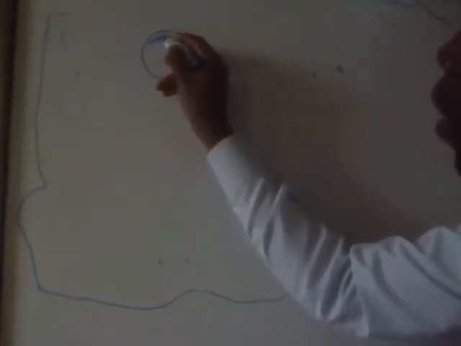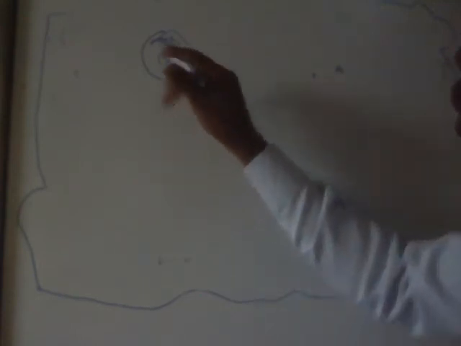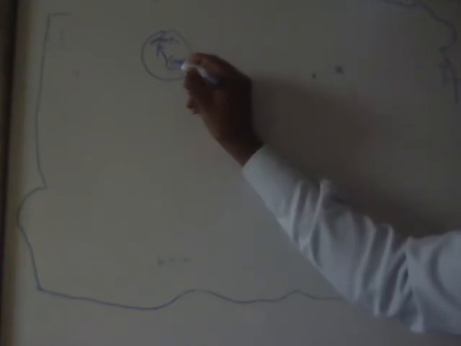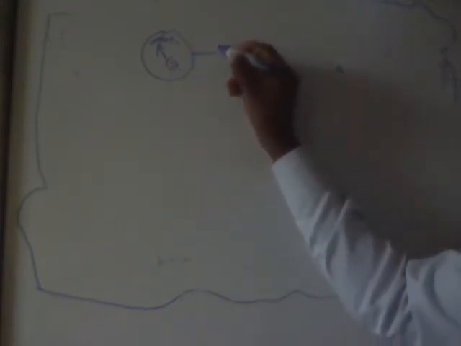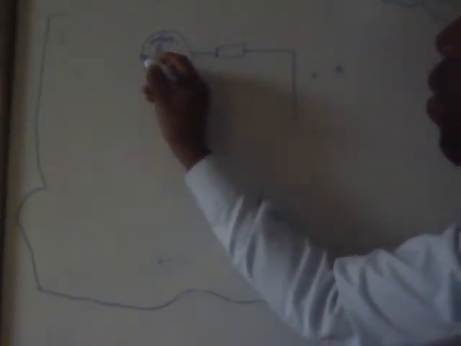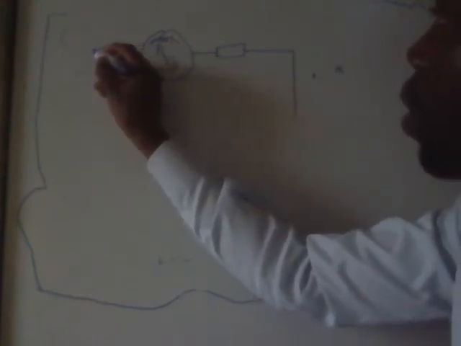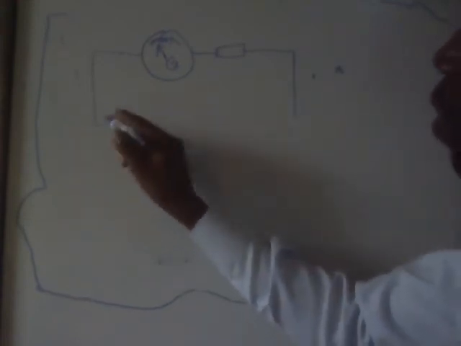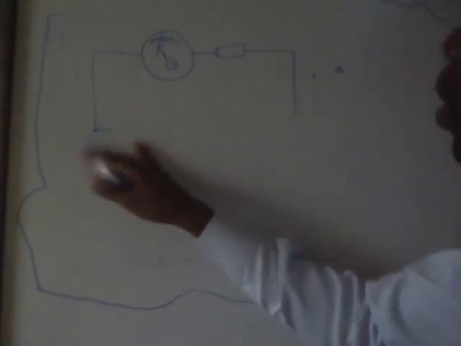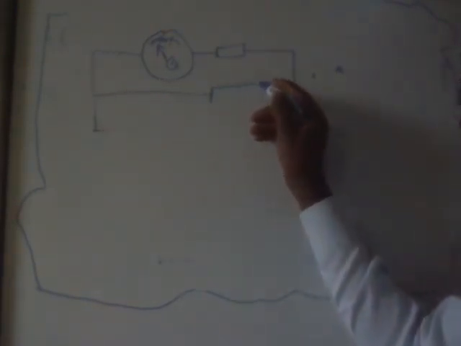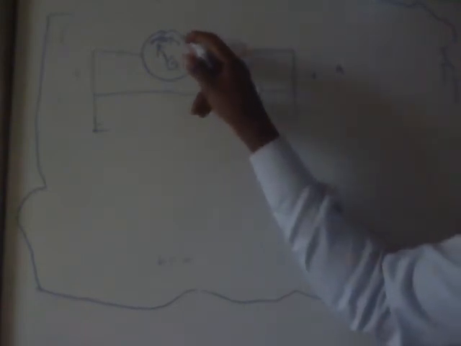This is the galvanometer, with its scale and deflection. Let us say this is the internal resistance of the galvanometer. So we now connect another resistance in parallel to this.